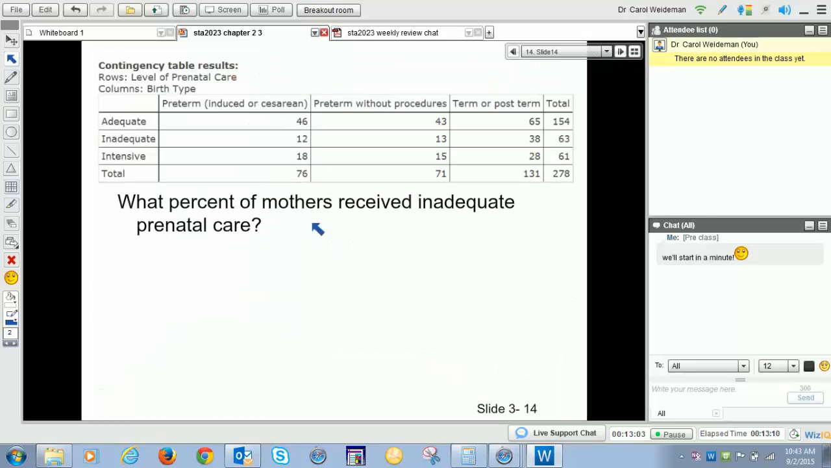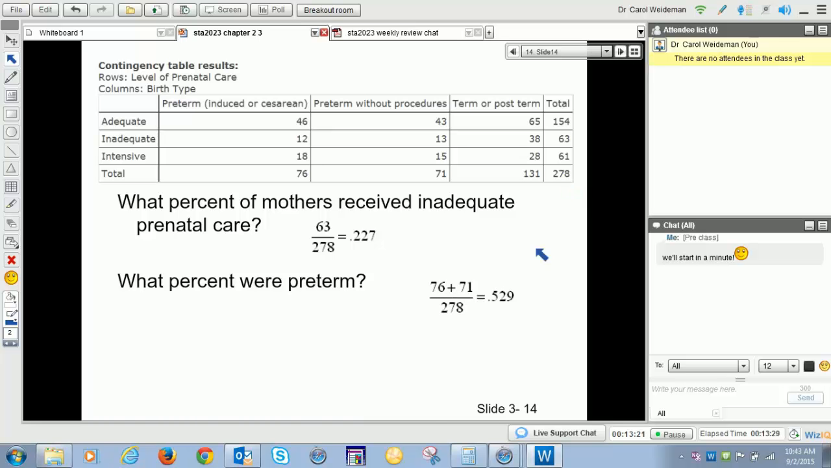What percent of mothers received inadequate prenatal care? Inadequate prenatal care. So I've got 63 out of 278, or about 23%. What percent were preterm? Now, preterm, there's actually two categories, so I'm going to have to add those two numbers together and divide by the total. So about 53%. This one plus this over the total.